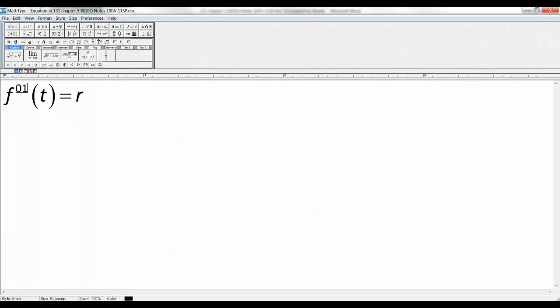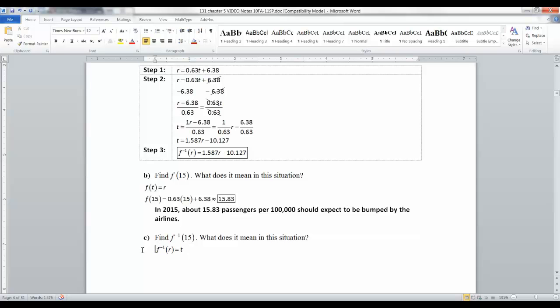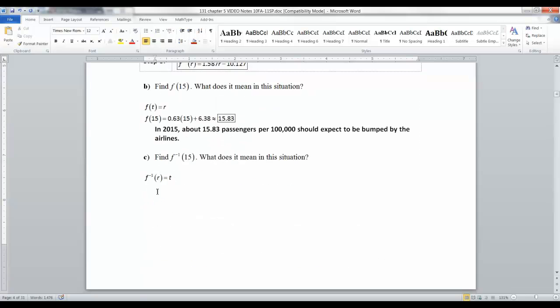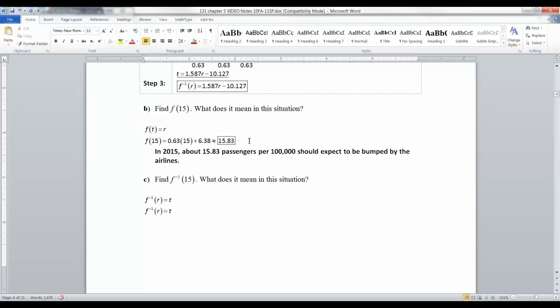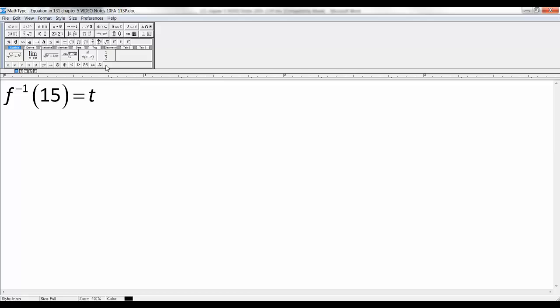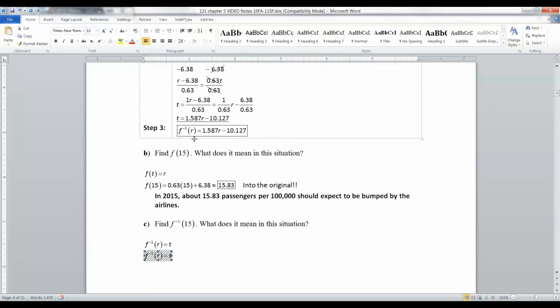All right, now the inverse function works backwards. See, inverse takes R and gives you back T. That's the whole thing about inverses. Remember, the tables flip-flop. What was independent becomes dependent and vice versa. So what's that going to mean for us? Well, it means I'm going to take 15, and instead of putting it into the original function I was given in the problem, I'm going to put it into the new one that we made, the inverse one, which is right there.